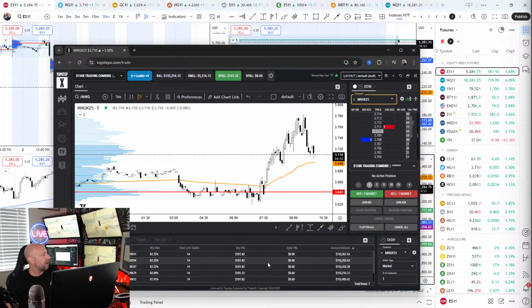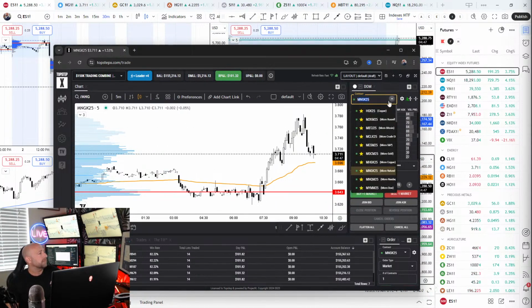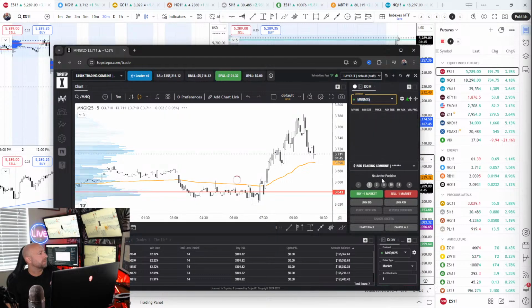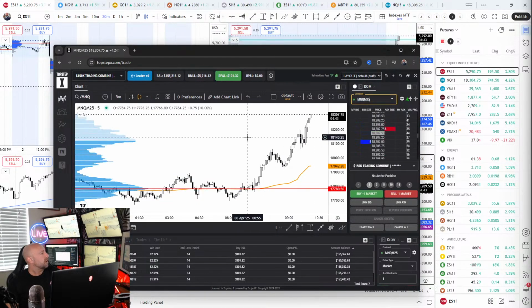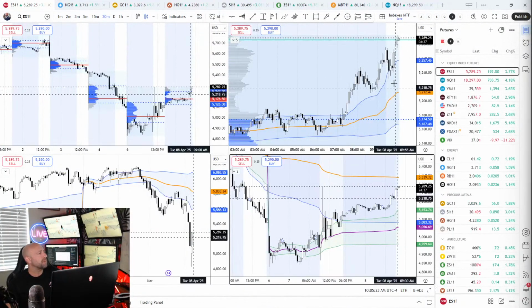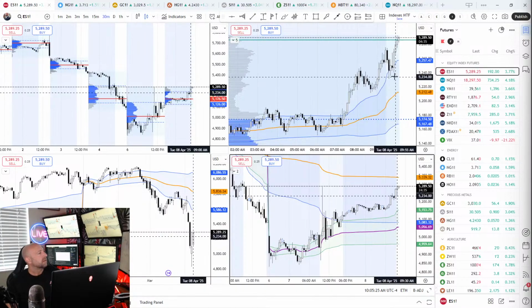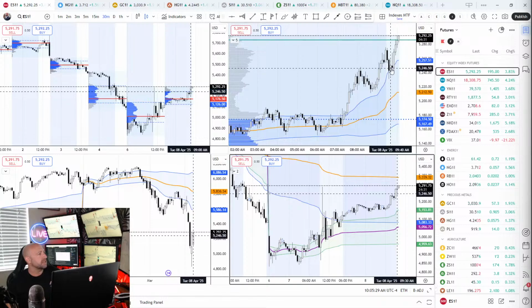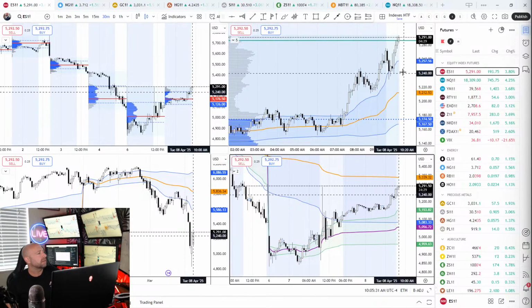I took a couple of small scalps this morning. One was on MNQ. I caught this bounce here off of the, you can't see it here. I keep these pretty much naked for the most part, but I took this bounce off the upper VWAP band, so price continuation discovery long.